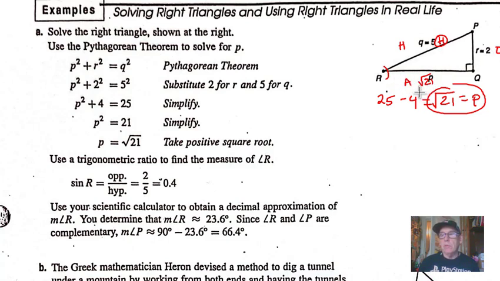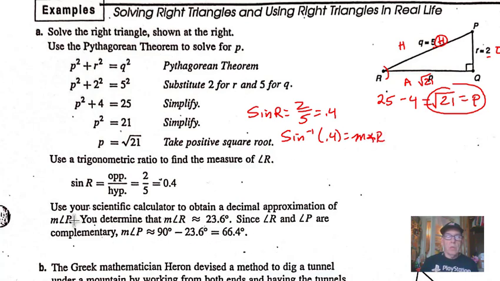rather than using adjacent and hypotenuse, or adjacent and opposite, the easiest numbers might be to use the opposite with the hypotenuse, which would be a sine problem. So we could say sine R is equal to opposite, which is 2, over the hypotenuse, which is 5. 5 goes into 2 .4 times, and inverse sine of 0.4 is going to give us the measure of angle R. Now they calculate it out to be 23.6. So angle R is 23.6.